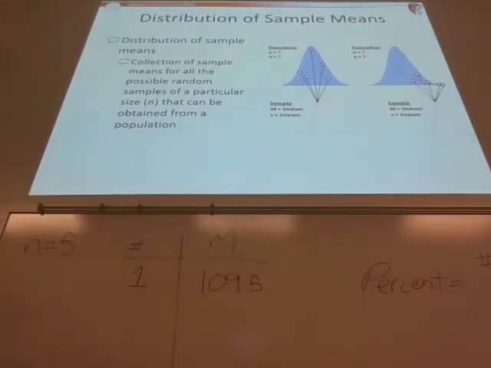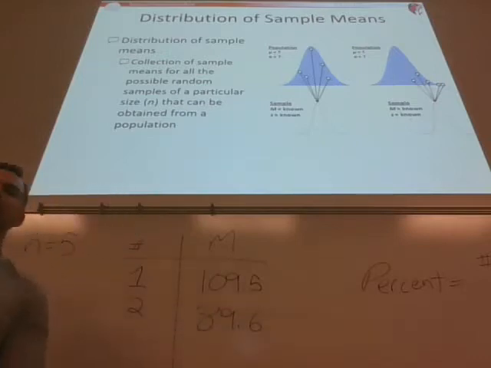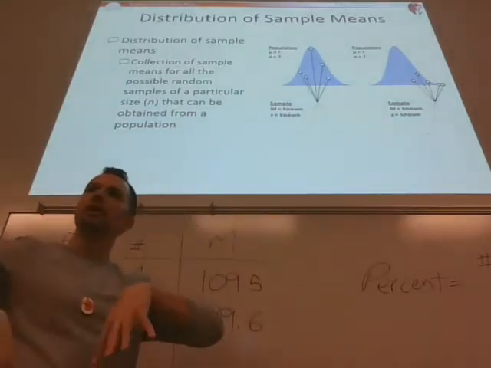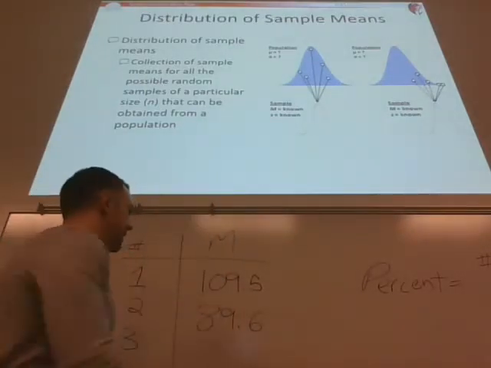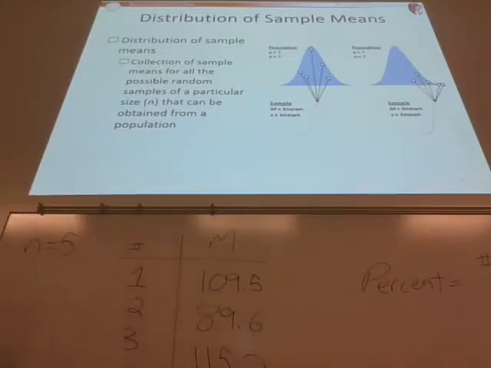You then say, get out of here. And the next 5 people come in. And you say, all right, you guys are number 2. Here's your IQ test. Take the test. Let me see your scores. I'll take the average, 89.6. You then say, get out of here. Bring in the next 5 people. Sample number 3. IQ scores. They take the test. You record the scores. Take the average, 115.2.